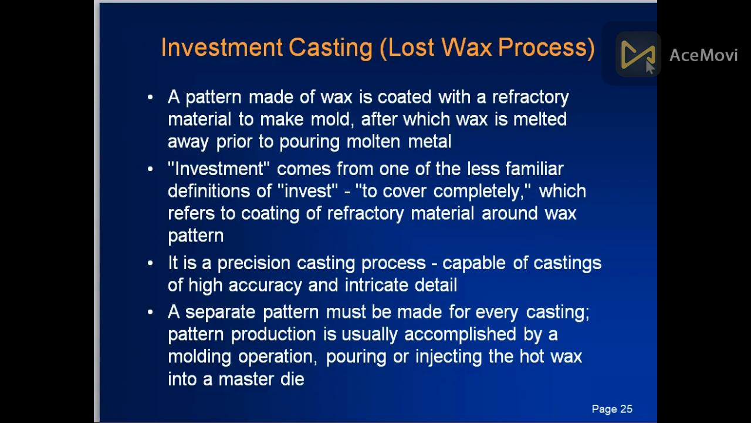This is the process named investment casting, or lost wax process. In this process, the pattern is made of wax coated with refractory material to make a mold, after which the wax is melted away prior to pouring the molten metal. Investment comes from one of the less familiar definitions of invest, to cover completely, which refers to the coating of refractory material around the wax pattern. Basically, invest means to cover completely, so we completely cover the wax with the refractory material.